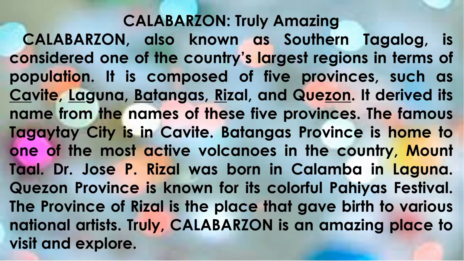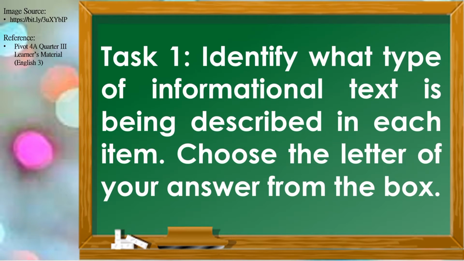The passage that we have read provides lots of information or facts about Calabarzon. This passage is an example of an informational text as it presents factual details about the topic. For your first task, I want you to identify what type of informational text is being described in each item. Choose the letter of your answer from the box.